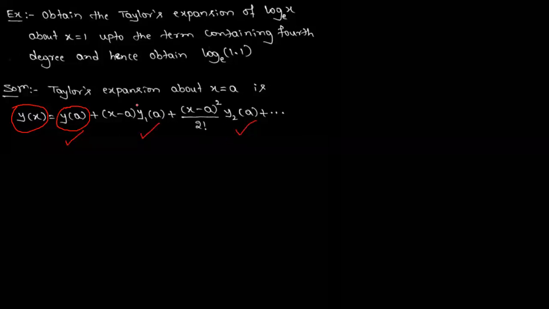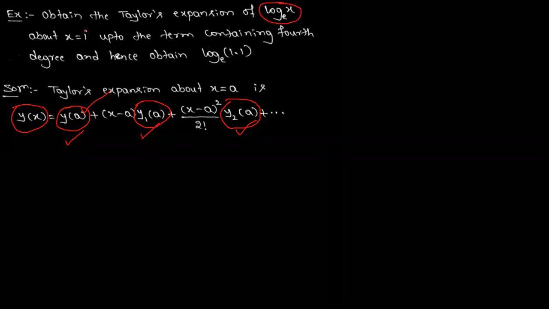And f dash we have taken as y1. That is, derivative of y is y1. And f double dash we have taken as y2. Now let us find out what all things we have. First we need y of a. That means the function value at a.